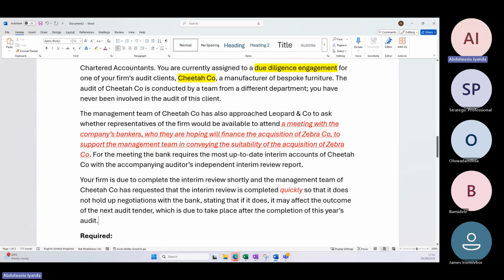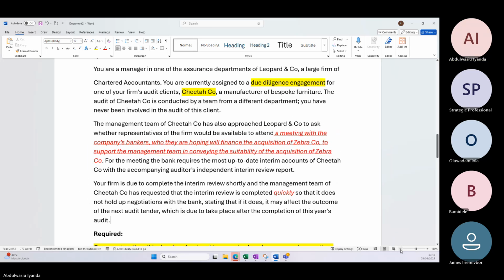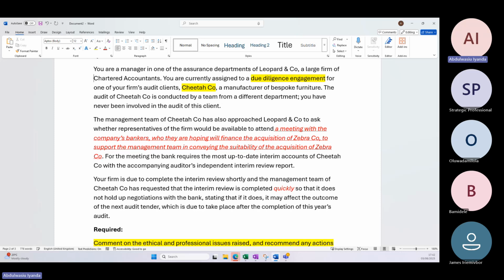Let me zoom it out a little bit. Please, can you think of any threat now? Don't forget you're a manager. It's a very nice position though. So what are the threats? That's the first thing. Anybody? Just think of it now. Can anybody try? Read through now.